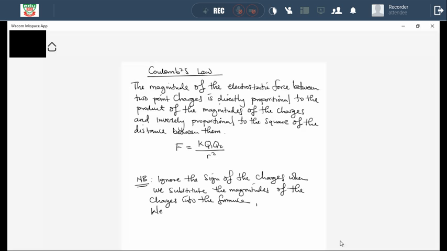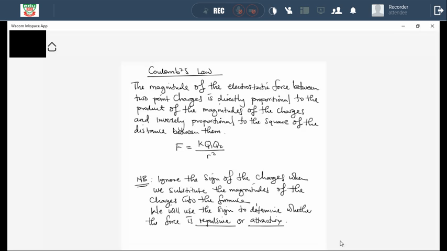So we use the sign to determine, when you get your answer for the electrostatic force, whether the force is repulsive or attractive. Let me put more flesh to that. When we substitute the charges into Coulomb's law, we ignore the sign, whether the charge is negative or positive. We care less about that. We just substitute using the magnitudes.